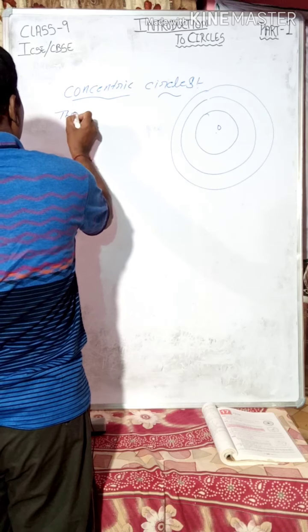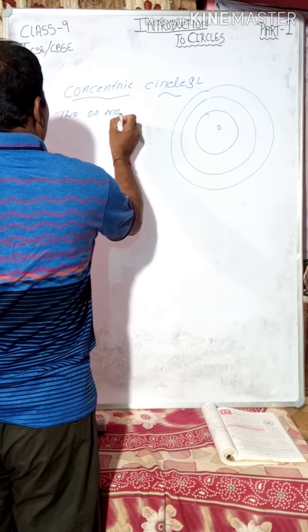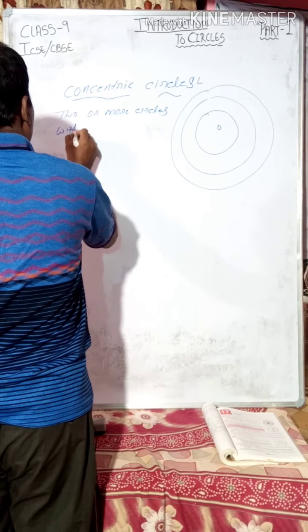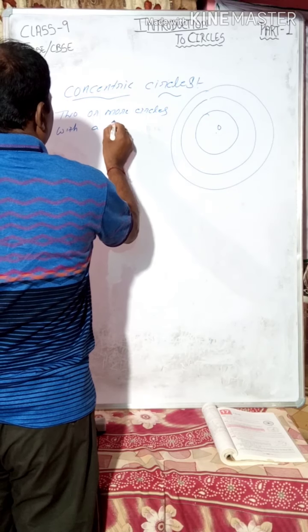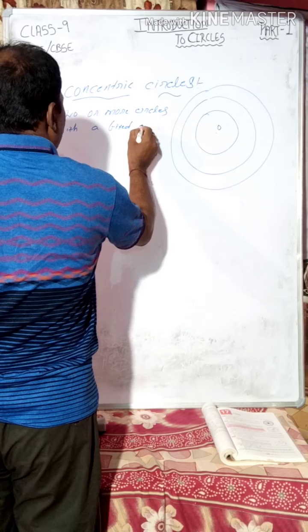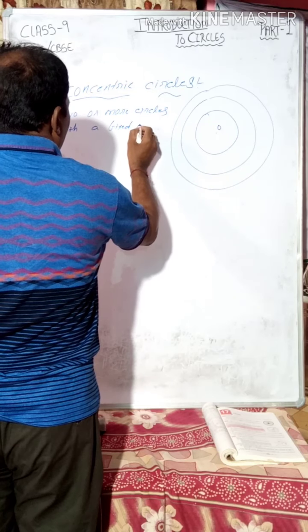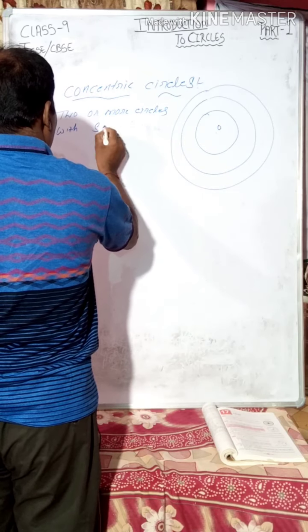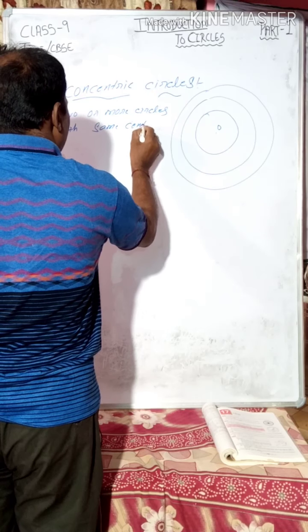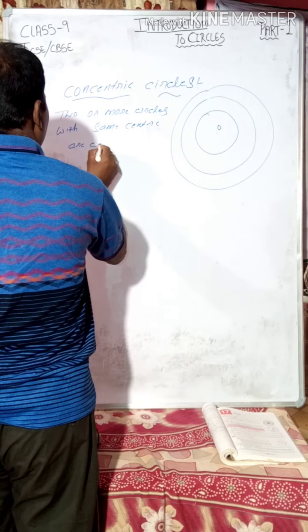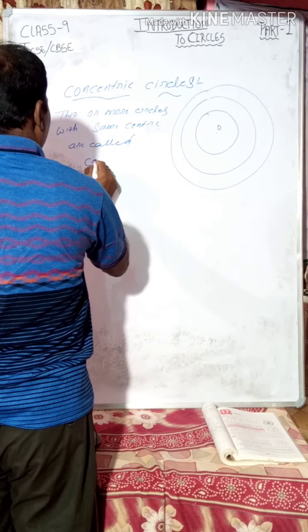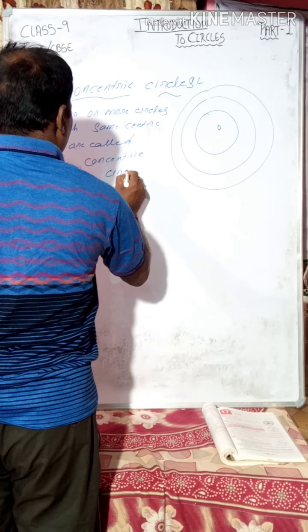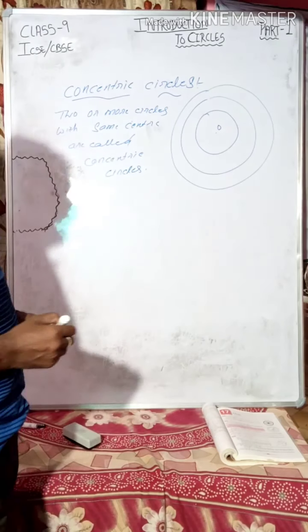Two or more circles with a fixed center, or with the same center, are called concentric circles. These are the concentric circles.